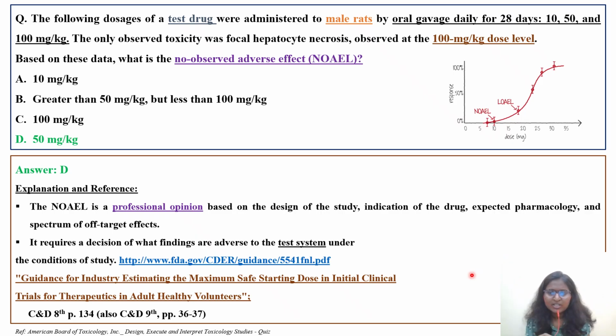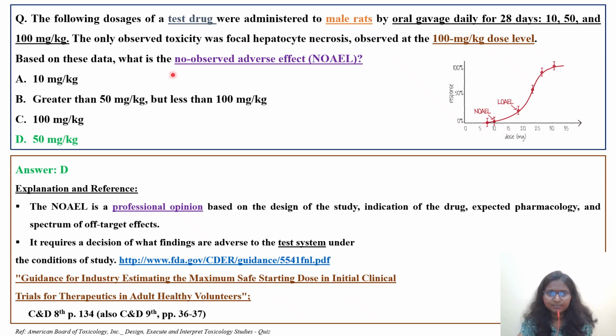They will give you such cases where they give you the scenario of the study and the doses, and they will ask you to derive the NOAEL, based on the observed effects given in the question. You have to derive a NOAEL. You can see this is a typical dose response curve, an S-shaped curve. The NOAEL is the dose at which no adverse effects are there, and LOAEL is the lowest dose at which adverse effects are observed.